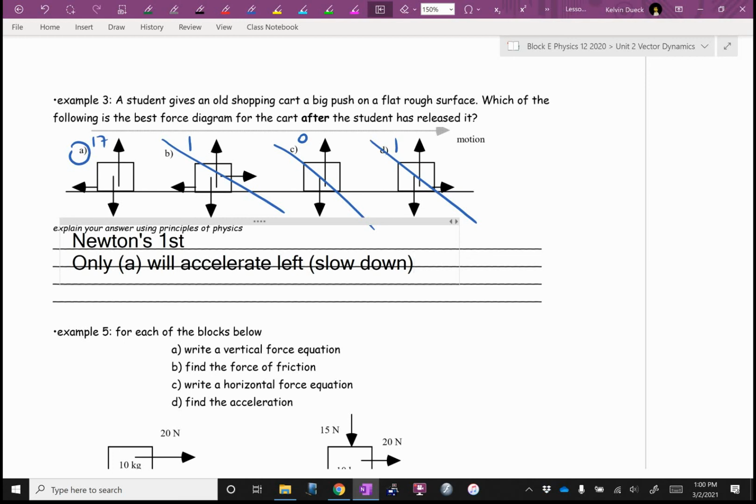But is that okay, Matt? There is no force to the right. Once you let go of it, its own momentum is going to keep it going. But if it's slowing down, you only need one force to the left, and that's fine. I don't need a force to the right to have it move to the right.